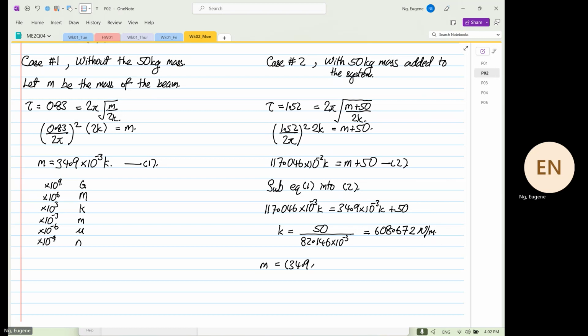So the mass will be equal to 34.9 times 10 to the power minus 3 multiplied by 608.672. I got a syntax error. It's equal to 21.242 kilogram.